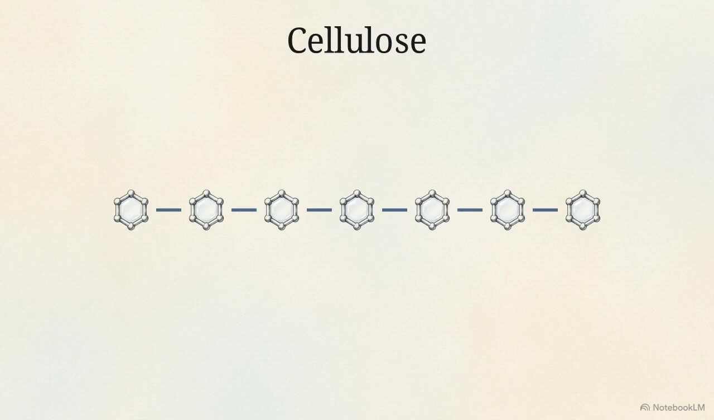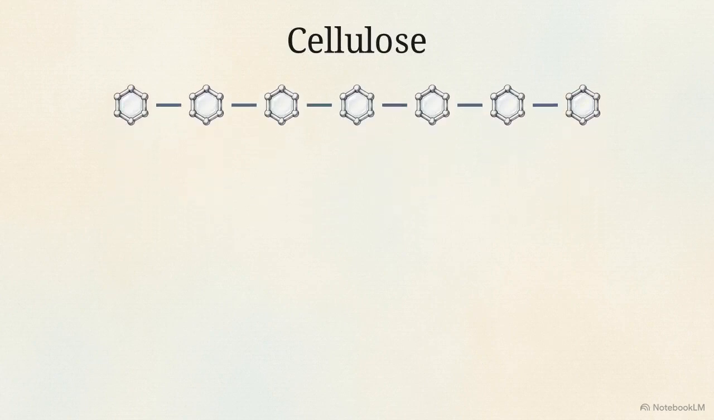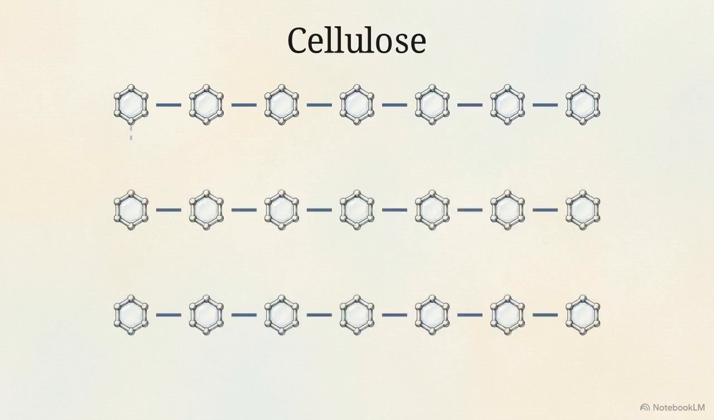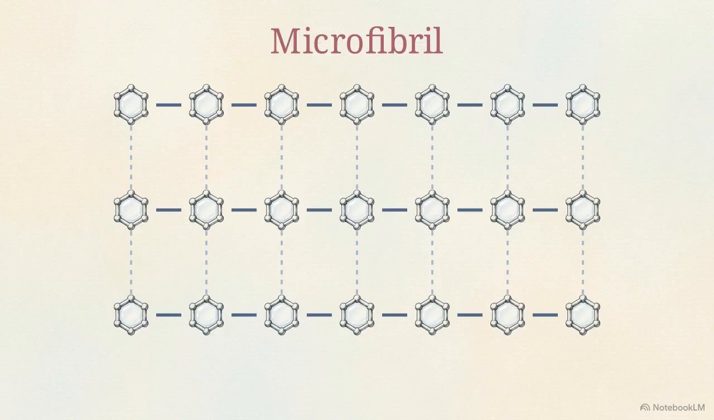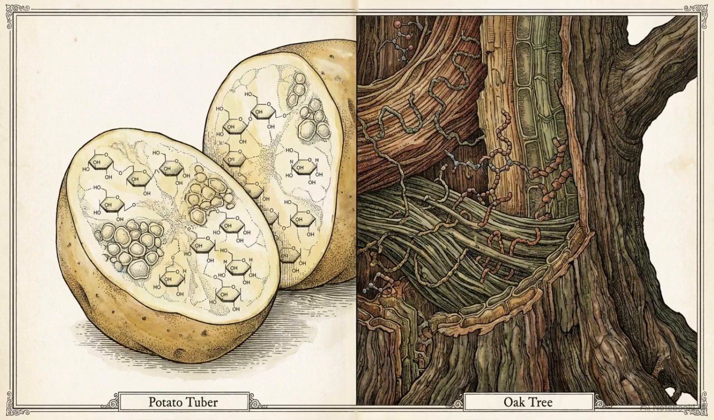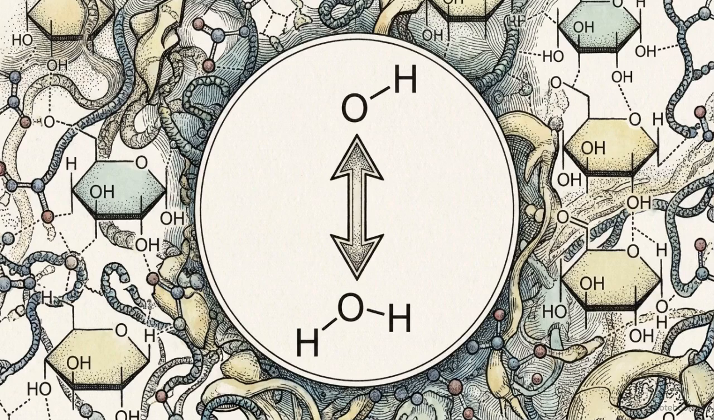These unbent chains pack closely together, allowing thousands of hydrogen bonds to form between neighboring molecules, creating incredibly strong microfibrils. A plant's easily digested energy reserve and its indestructible cell walls are both polymers of glucose. The macroscopic physical difference between them is dictated entirely by whether a single hydroxyl group points up or down.